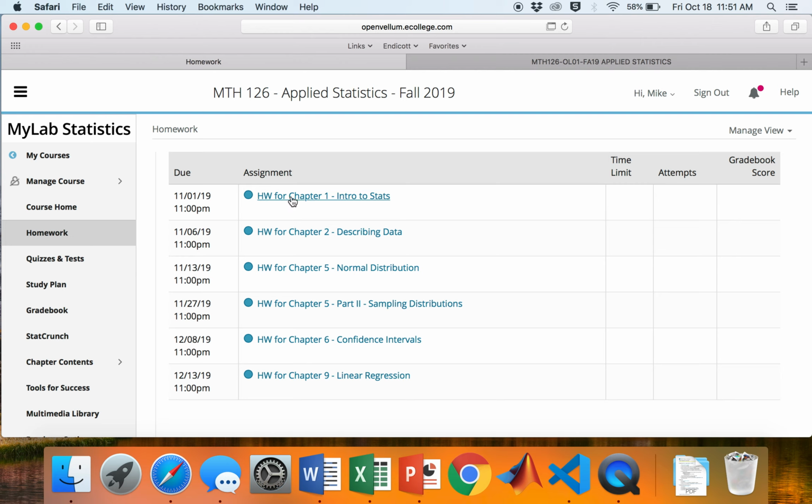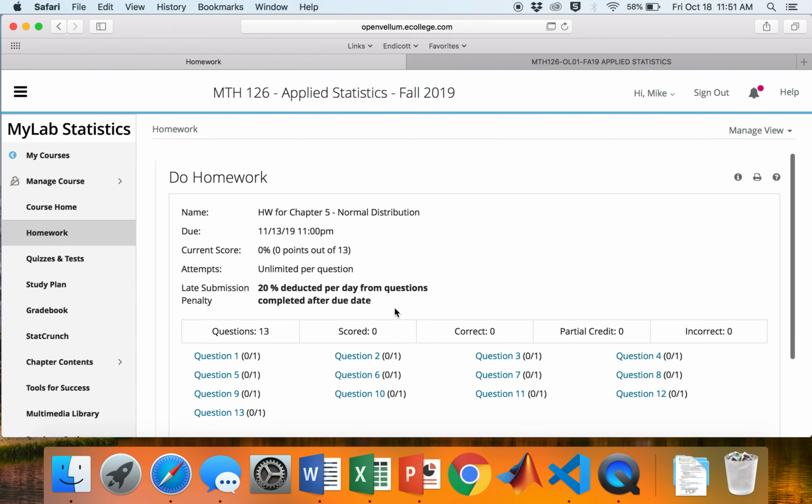And these are the homework assignments. So there's 6 of them. There's due dates that you can see over here on the left. And if you click on any one of the assignments, I'll just click on a random one. You probably want to start with the first one, but I'll click on this.